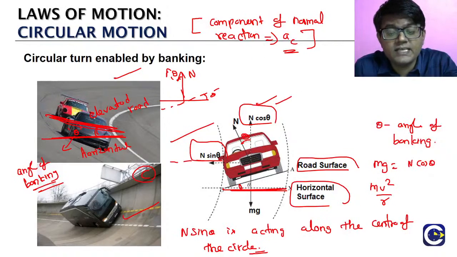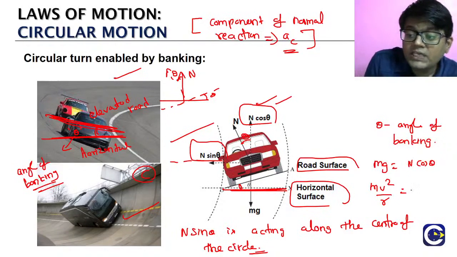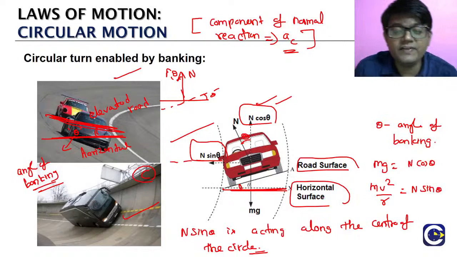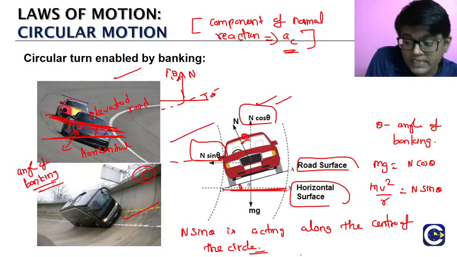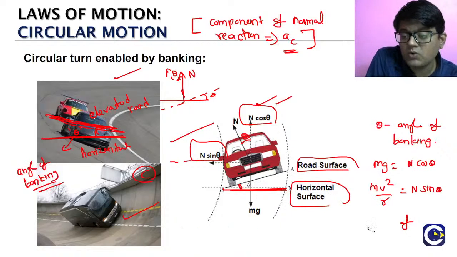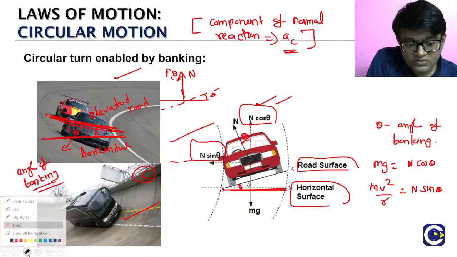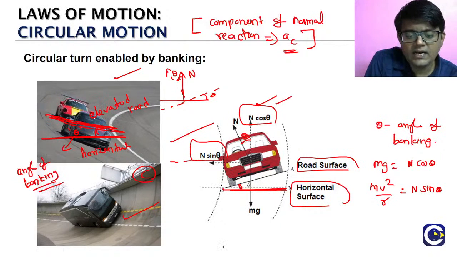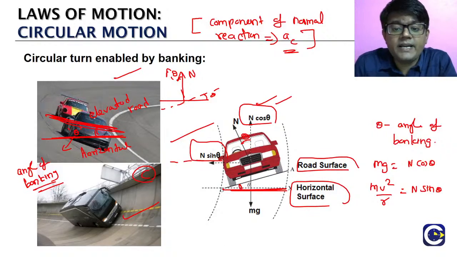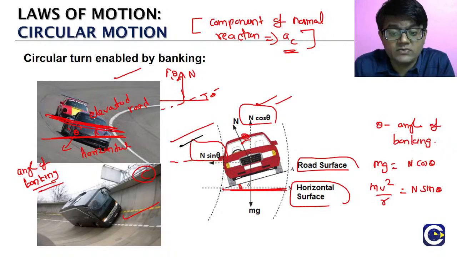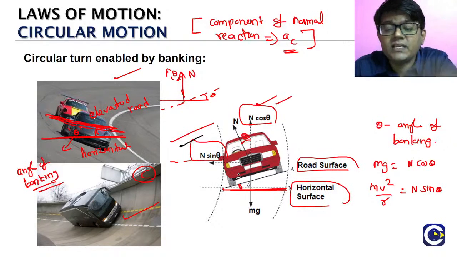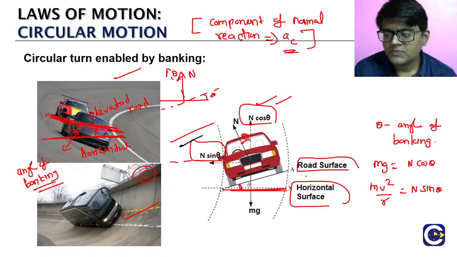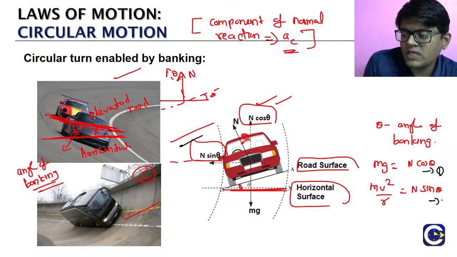If you want to take a circular turn, what is the force that is required towards the center of the circle? mv square by r. If it is supported by the component of the normal reaction, we'll have the second equation: mv square by r equals N sin theta. Here the assumption we are making is that the horizontal component of the normal reaction, N sin theta, is providing the centripetal acceleration. Let's call these equation 1 and equation 2.